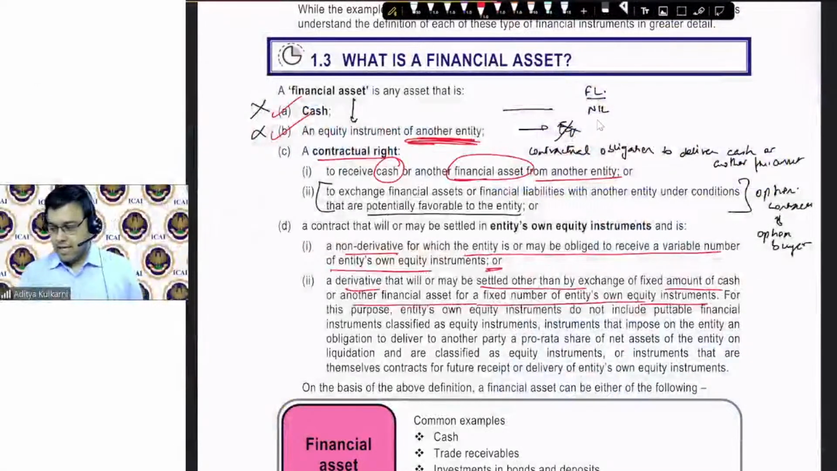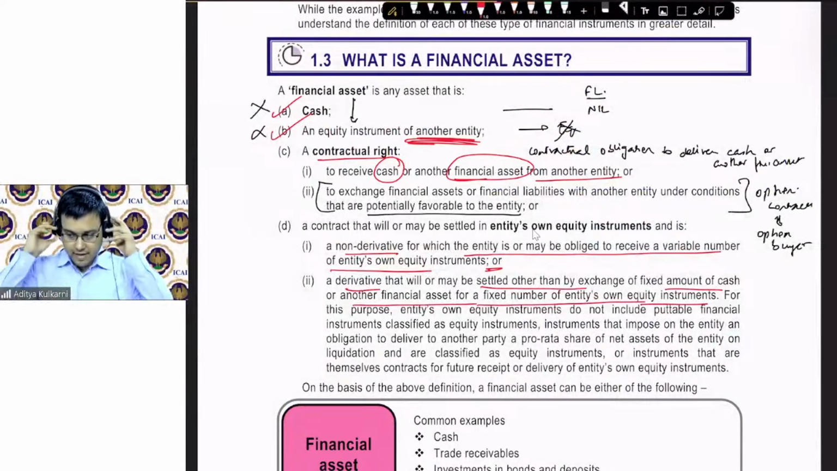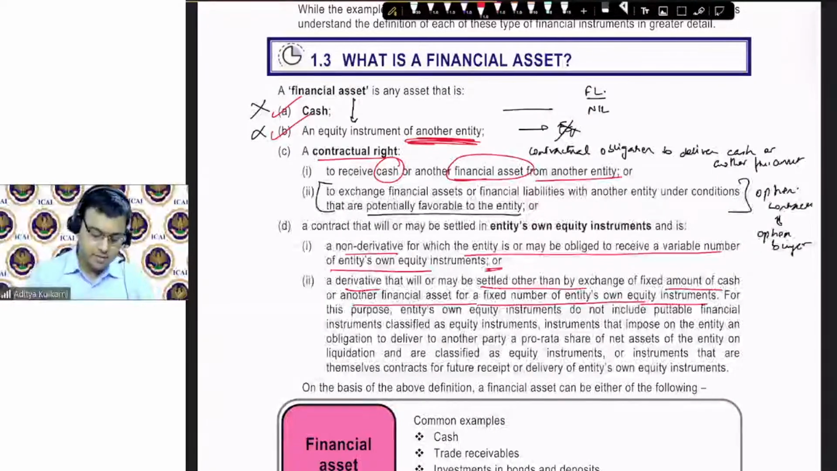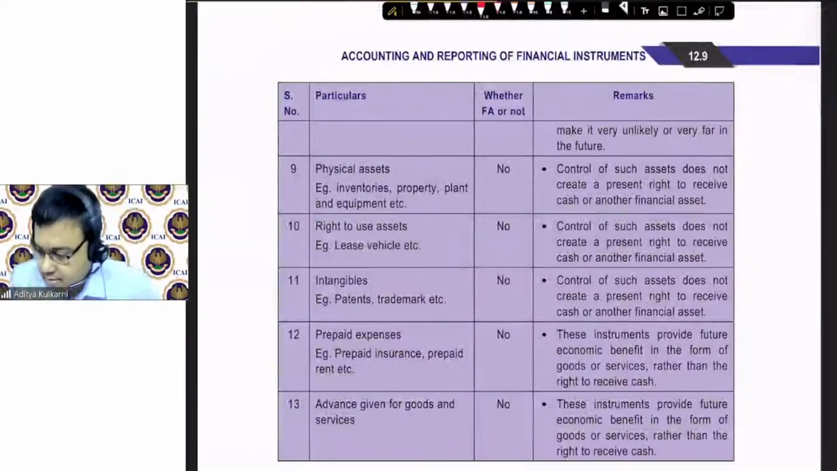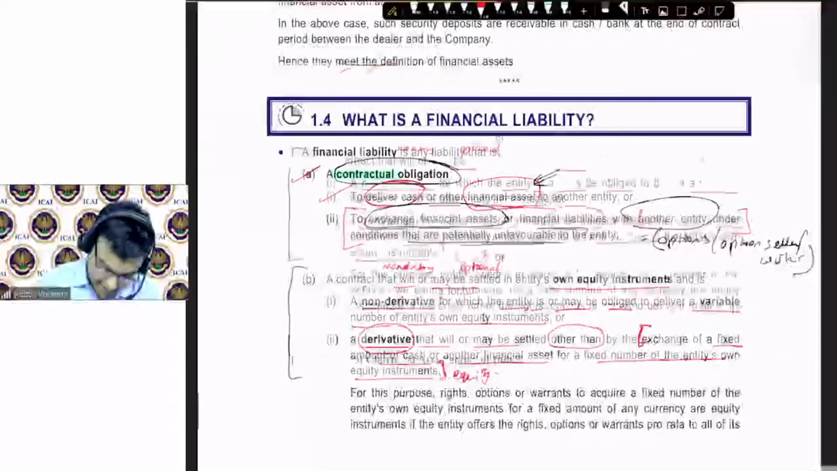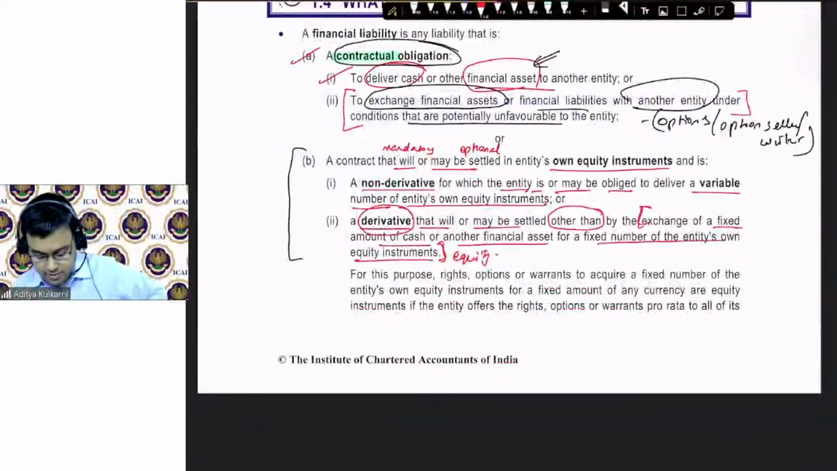Fine. So we have ended the definitions on financial liability. Finally, one part is done. Yes, we have covered all the points and we have discussed all the possible.